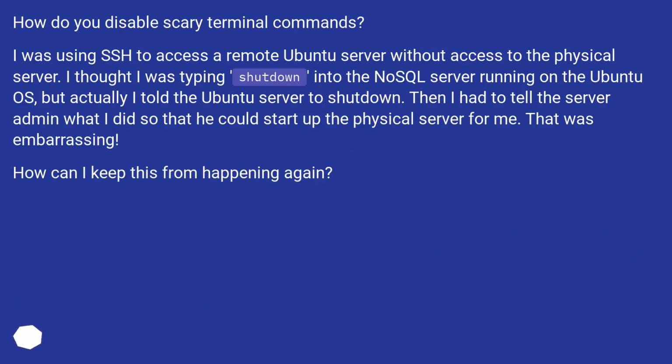I was using SSH to access a remote Ubuntu server without access to the physical server. I thought I was typing shutdown into the NoSQL server running on the Ubuntu OS, but actually I told the Ubuntu server to shut down. Then I had to tell the server admin what I did so that he could start up the physical server for me. That was embarrassing. How can I keep this from happening again?